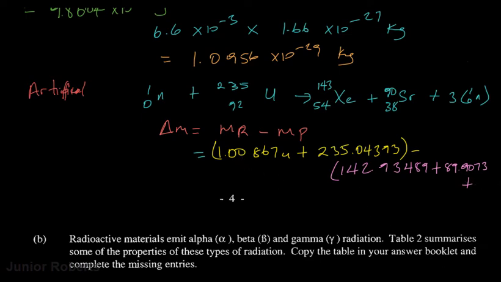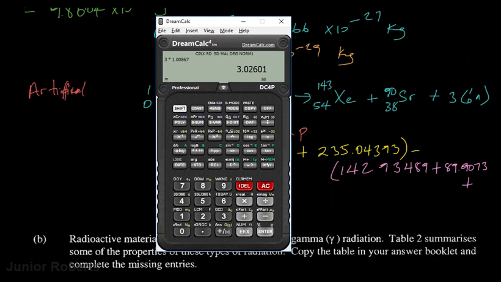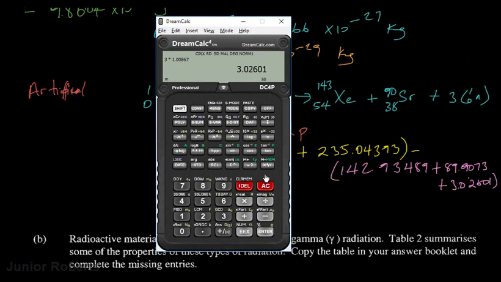So if we take our calculator and we say 3 times 1.00867, we get 3.02601. So we're going to write it then, let's get some space here, as plus 3.02601 in a bracket, and this is all in atomic mass units. So again, we're going to get to our calculator, and we're going to say now that delta M is equal.